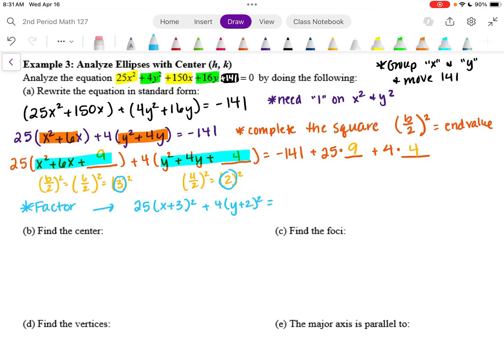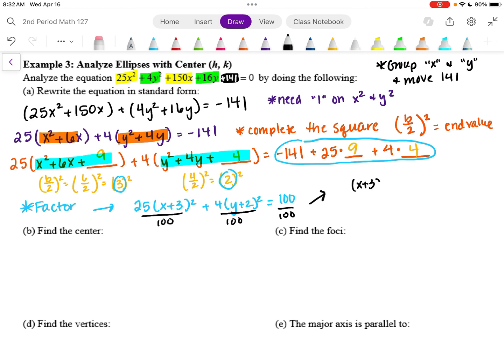And when I plug all of this into my calculator, as you get scientific calculators, I get 100. I need this to equal 1, so I'm going to divide everything by 100. And this is now my final equation I'm going to use to graph my ellipse.